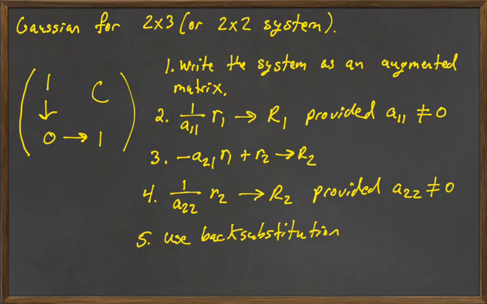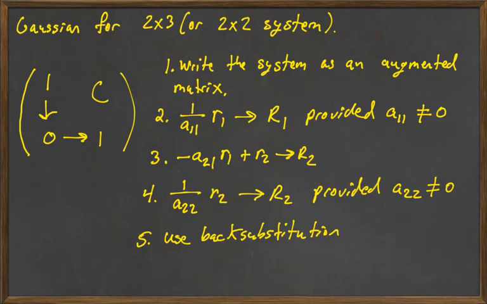And so we're going to use the opposite of A21 to eliminate this term here. So negative A21 times row 1 plus row 2 will replace row 2. Okay. Then the next thing to do is to make a 1 here. So we're going to multiply that row by the reciprocal of A22, or you can think of it as dividing by A22, provided that A22 is not 0. And then once we've done that, we'll use back substitution.